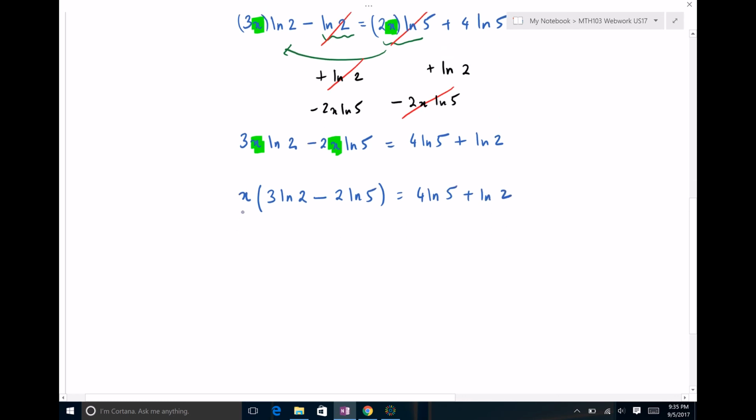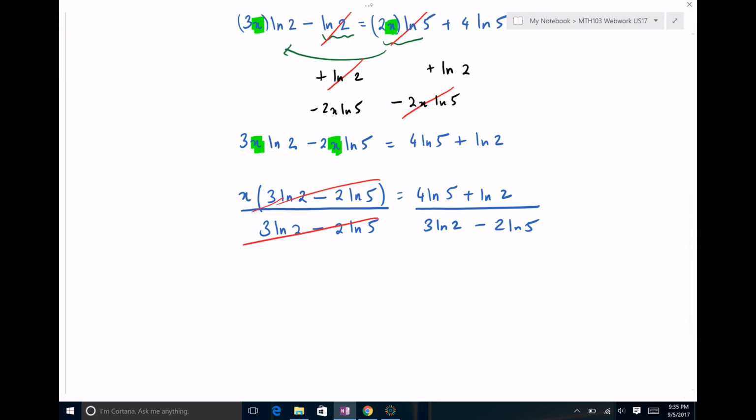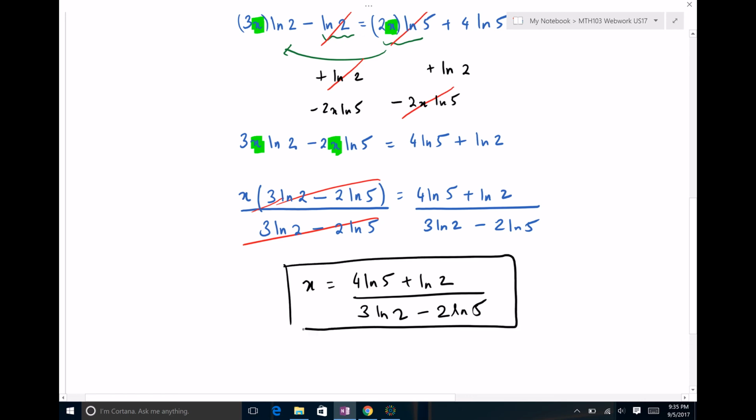And the final step to solve for x is to divide by whatever is multiplied by x. So this entire thing over 3 times natural log of 2 minus 2 times natural log of 5. Divide both sides by the same thing. And so from the left hand side you can cancel this entire expression, and you're left with the final answer, which is x equals 4 natural log of 5 plus natural log of 2 over 3 times natural log of 2 minus 2 times natural log of 5. I know that looks really complicated, but all of these terms, remember, are constants, so you have your final value of x.